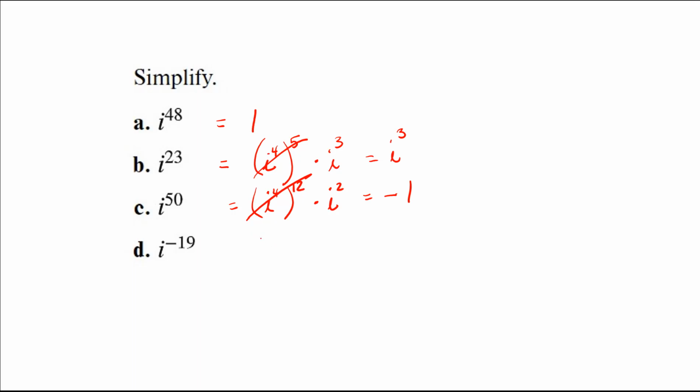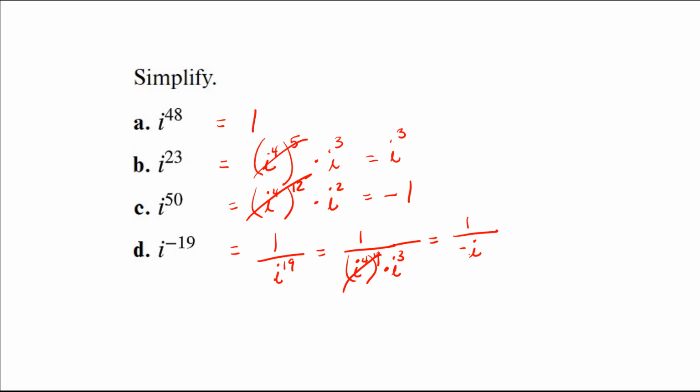i to the negative 19. Well, when we have a negative exponent, that means we're going to go 1 over i to the positive 19. And so for i to the 19, 4 goes into 19 4 times with 3 left over. So that's going to be 1 over i to the fourth times i cubed. This is all 1, so that goes away, and we have 1 over negative i, because i cubed is negative i.